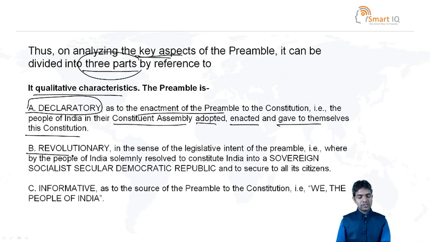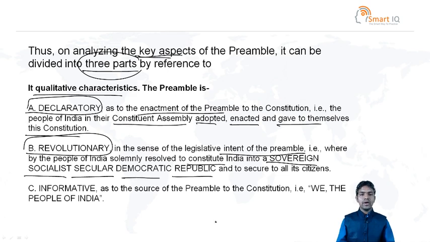The next characteristic is the revolutionary character. In the sense of the legislative intent of the preamble, the people of India solemnly resolve to constitute India into a sovereign, socialist, secular, democratic republic and to secure to all its citizens justice. That is the revolutionary characteristic of the preamble.